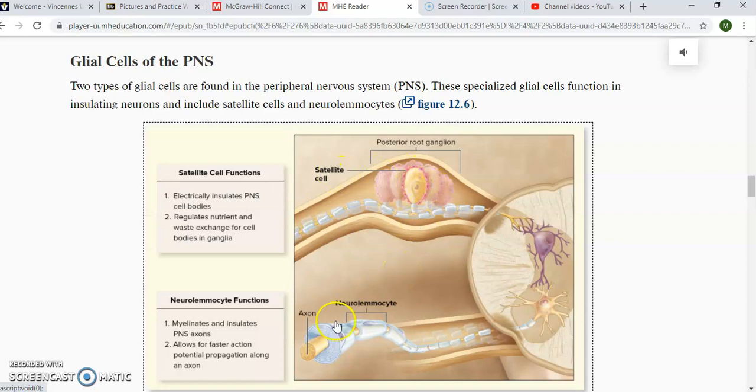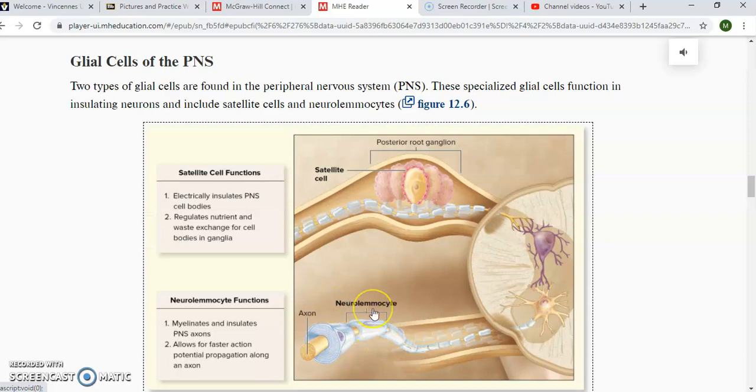And then the neurolemocytes or Schwann cells, you can see the little neurolemocytes here. What they do is the same thing that the oligodendrocytes do in the CNS. They're going to form a myelin sheath so that we have more rapid, faster action potentials going down the axon. So that's what they are doing.